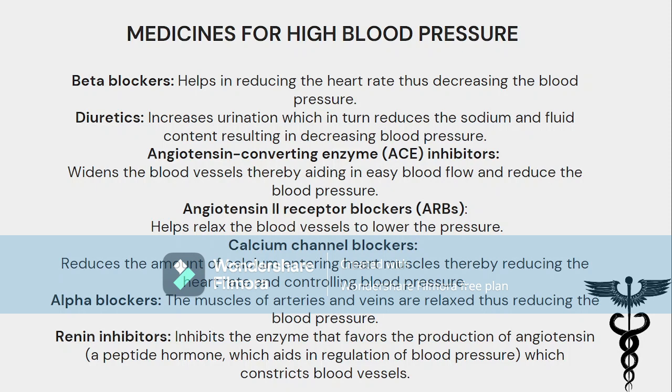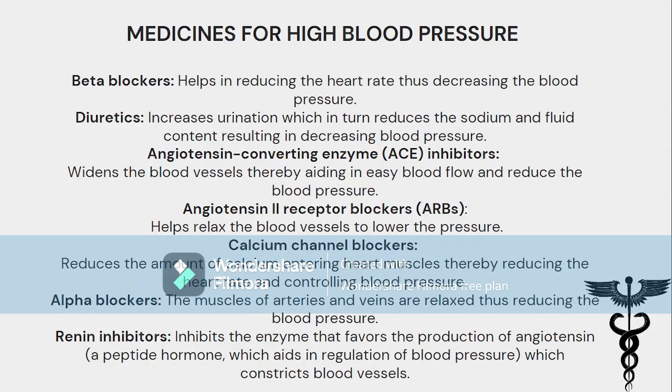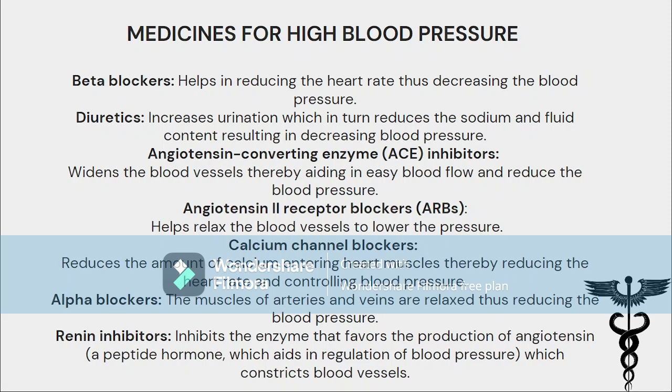Diuretics work by removing excess fluid and sodium from the body, thereby reducing the blood volume and blood pressure. Beta blockers work by blocking the effect of adrenaline on the heart and the blood vessels, thereby reducing heart rate and blood pressure. ACE inhibitors and ARBs work by blocking the effect of angiotensin II, a hormone that constricts blood vessels, thereby reducing blood pressure. Calcium channel blockers work by relaxing the smooth muscle of blood vessels, thereby reducing blood pressure.